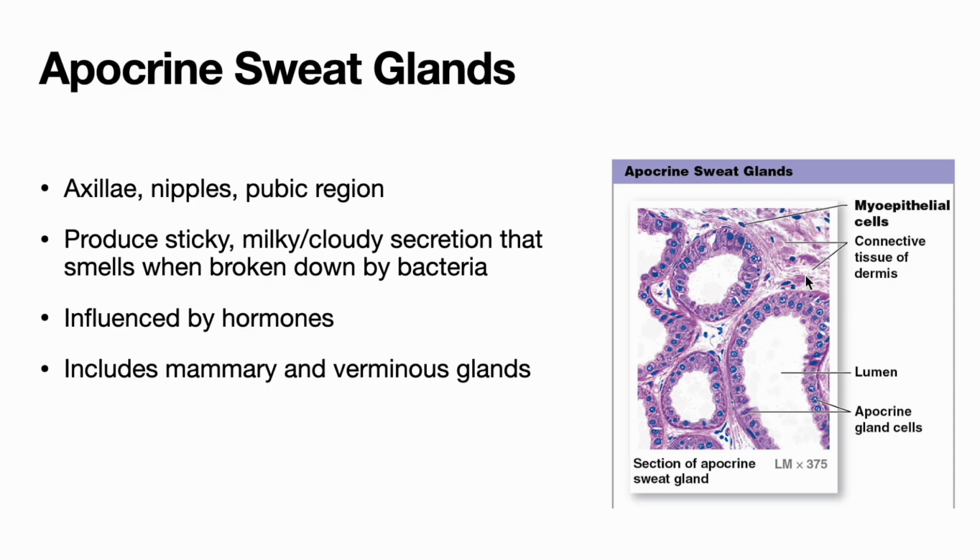Notice in this image over here that around these glands, we can see some myoepithelial cells. These are cells that are capable of contraction. So myo means muscle. They're specialized to be able to squeeze down on the gland to help release the secretion or product.